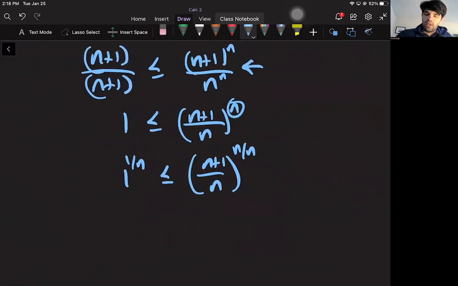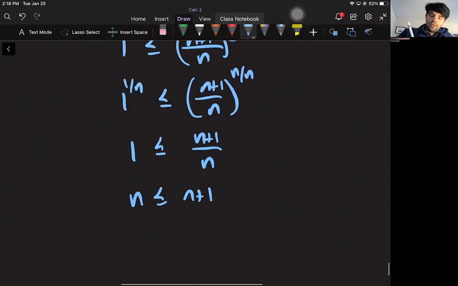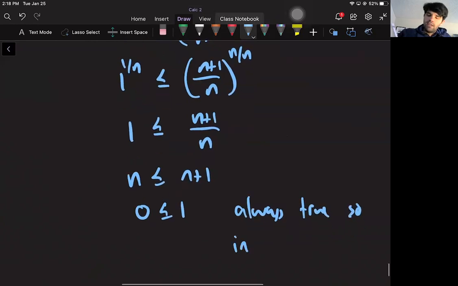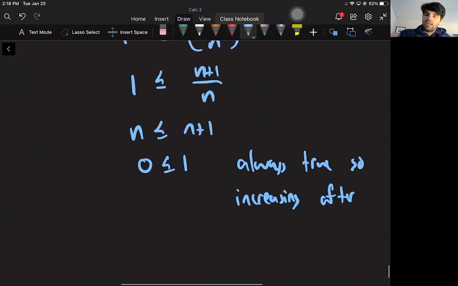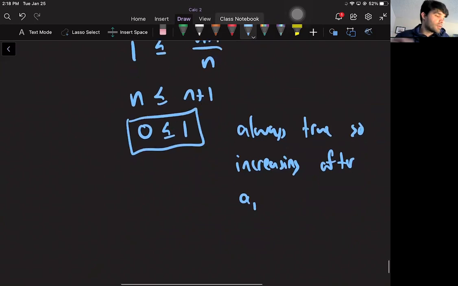And because n over n is 1, and 1 to the 1 over n is really just 1 as well, I end up with this. So finally, I end up with this by multiplying that n over and then subtracting, I get that. So again, this is always true. So what that means is it's independent of what n is. And that means that the sequence is increasing, or if it was a different problem, decreasing right at the start, right at A1, because we're no longer depending on n like in other examples.